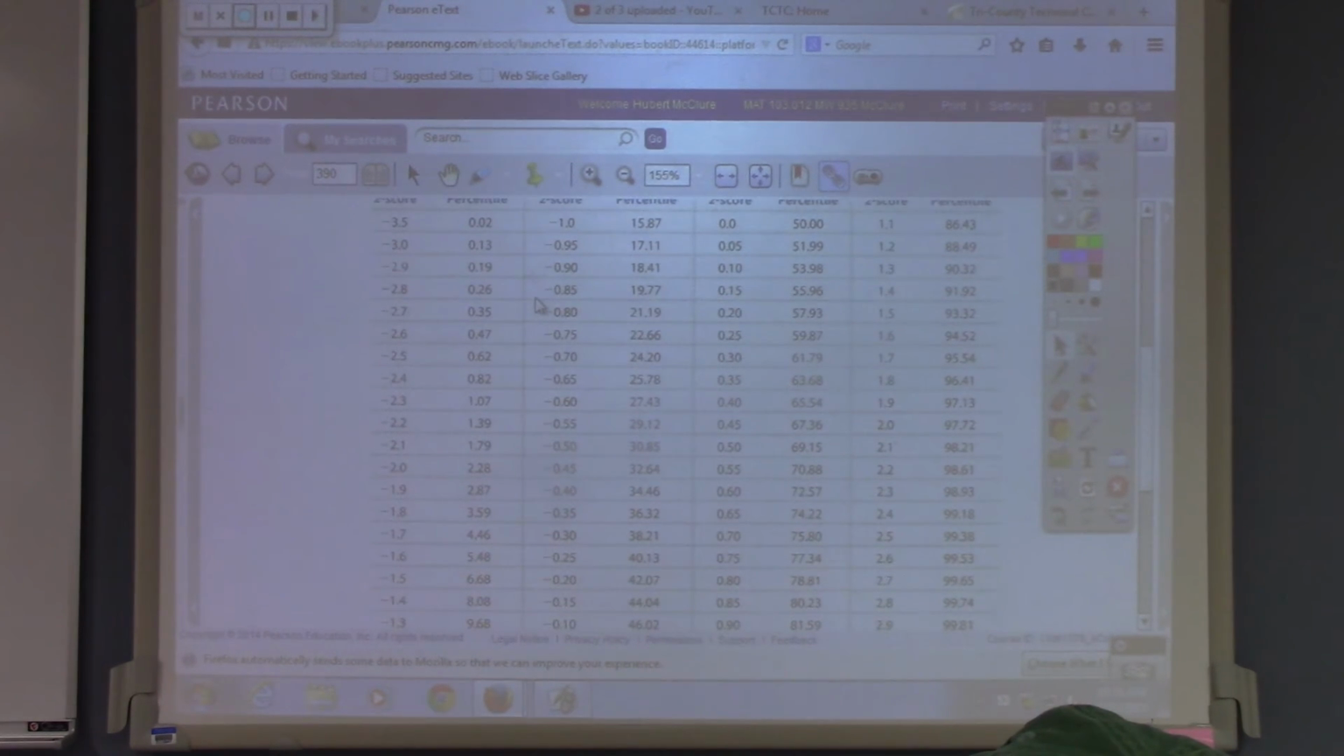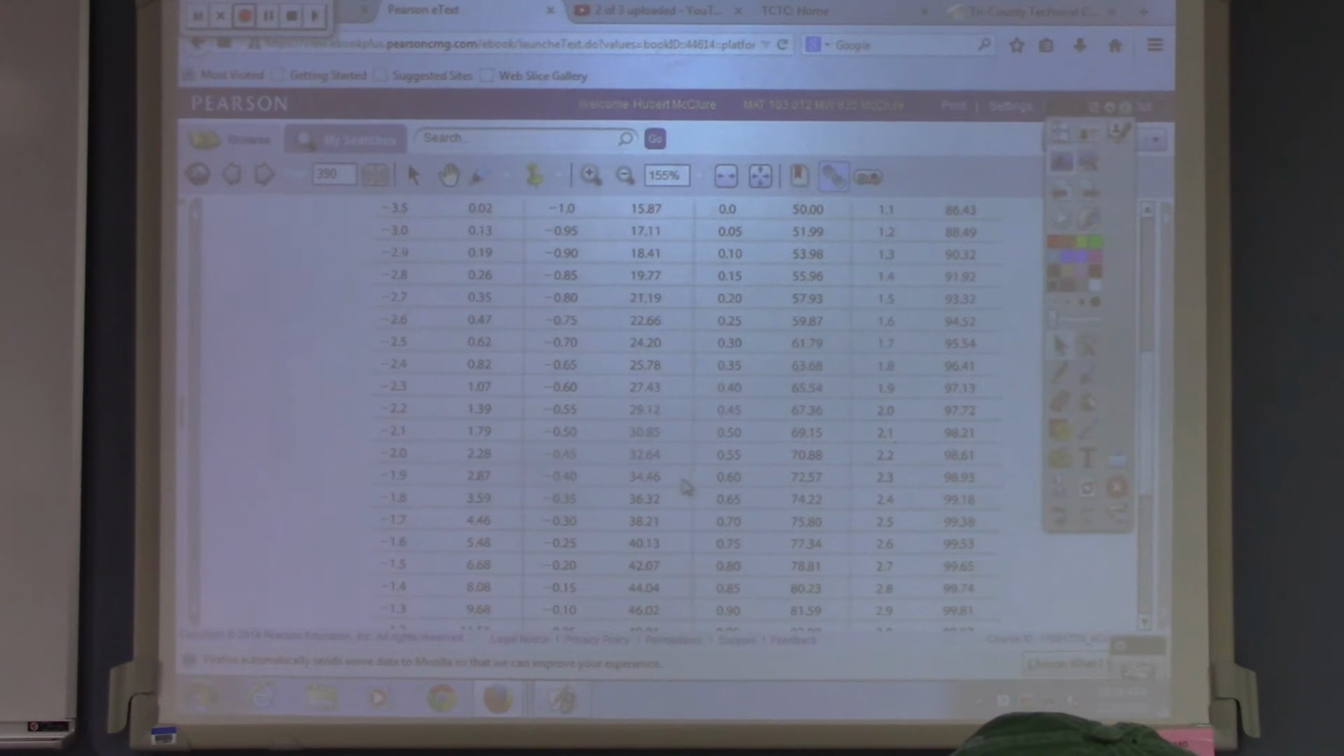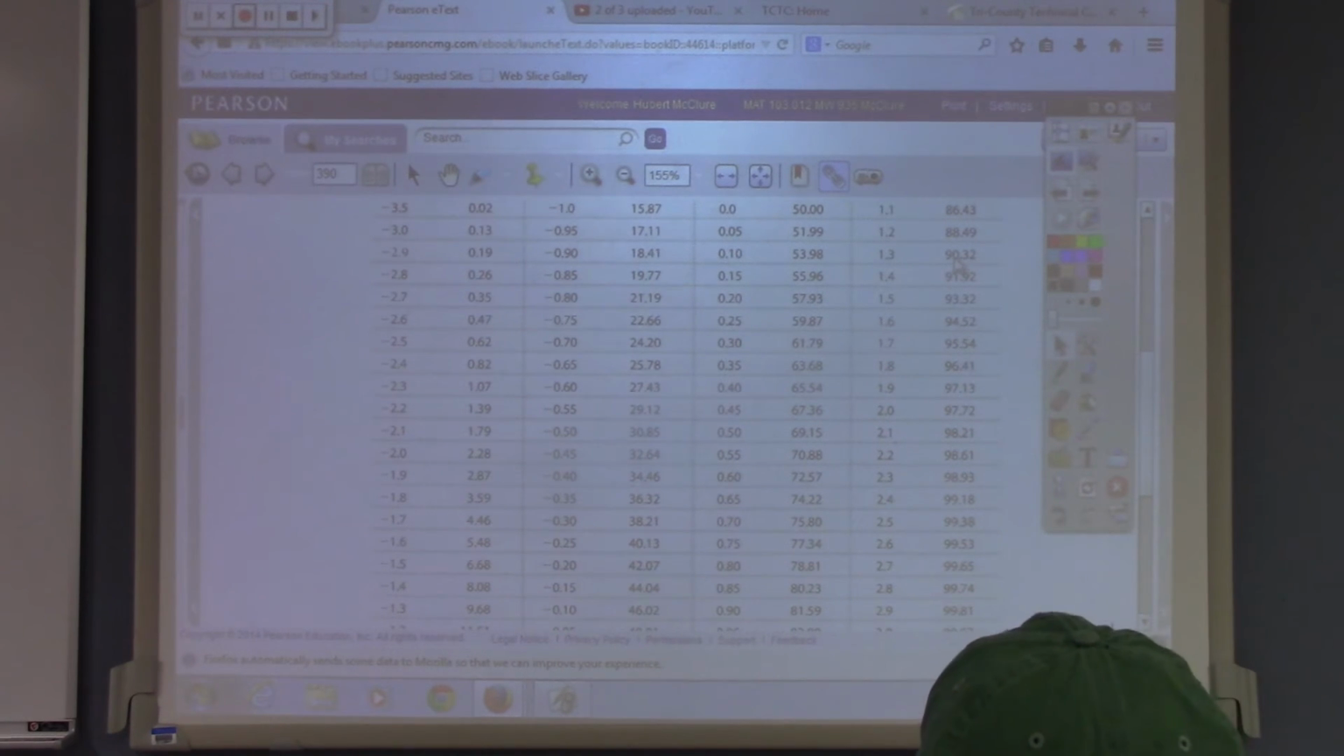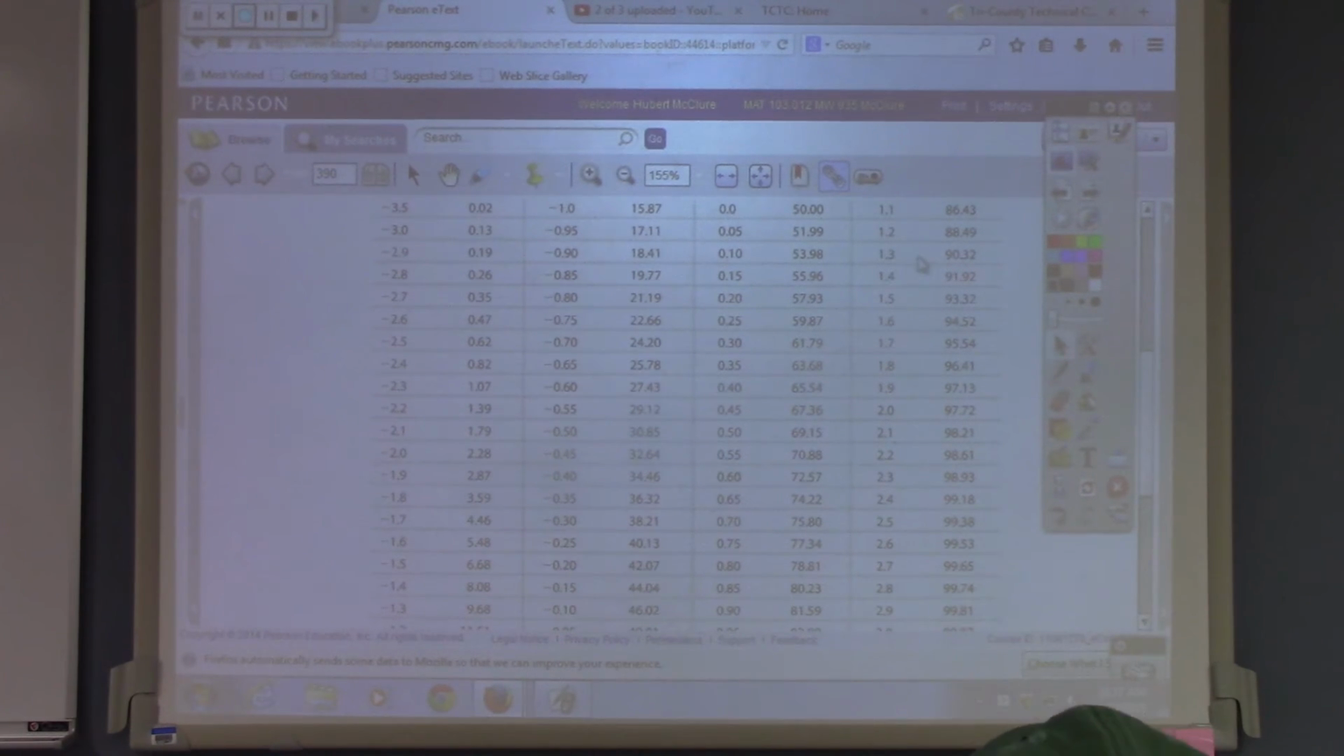So you're given the percentage. Where do you see 90%? 1.3. Now, I know it doesn't say 90%. It says 90.32. Do you see anything else that says 90? No. Now, you need to check and see which one's closer. This one's 32 hundredths away from 90. What is this one? 0.51. So which one's closer? 90.32. That's why I picked it. 1.3. So what do you do with that 1.3 now?